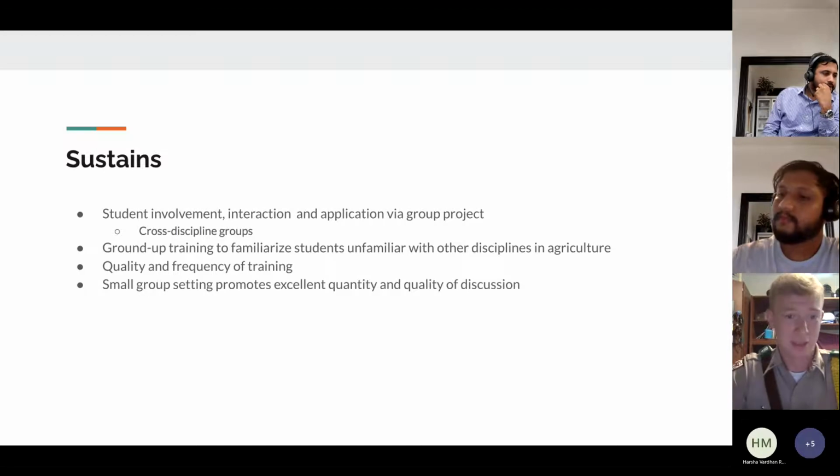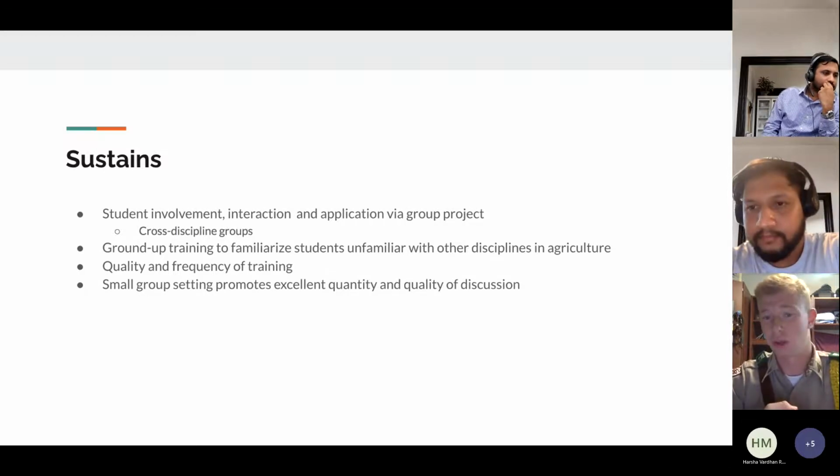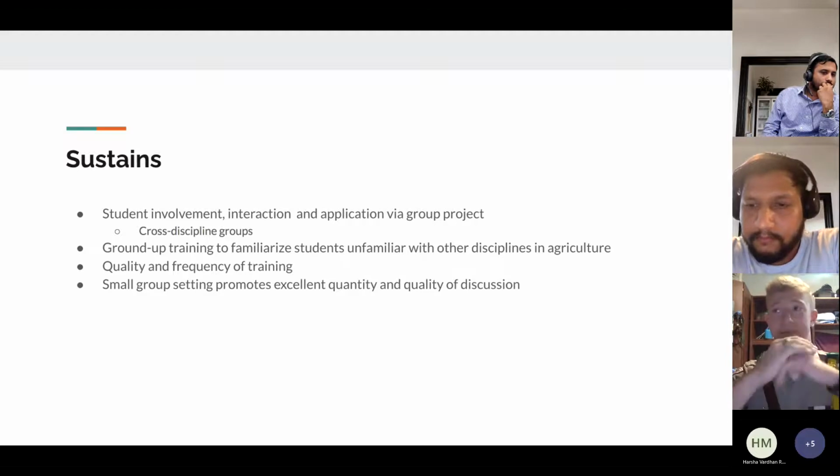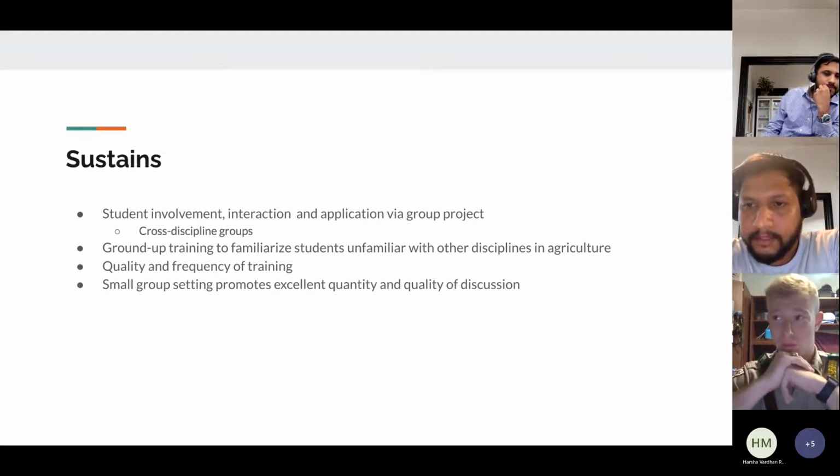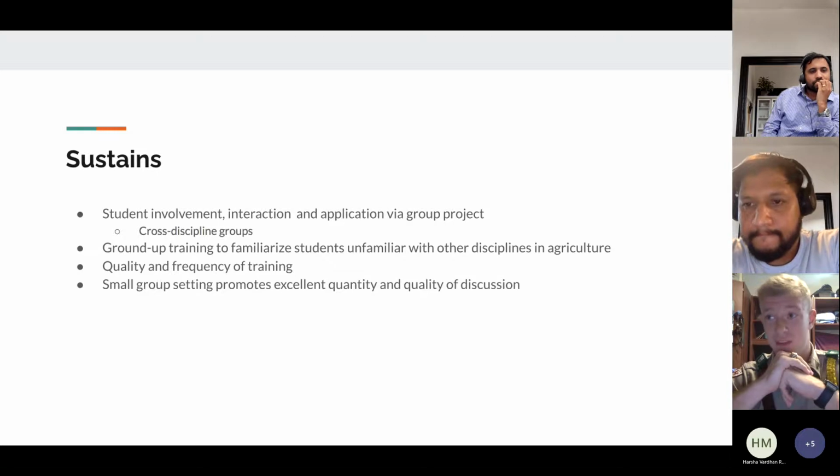And then the small group setting promotes excellent quantity and quality of discussion. There was never a point in this that nobody was absolutely free to speak. And so questions were not only encouraged, they were an integral part of this. And so the discussion in this was almost, if not just as valuable as the training.